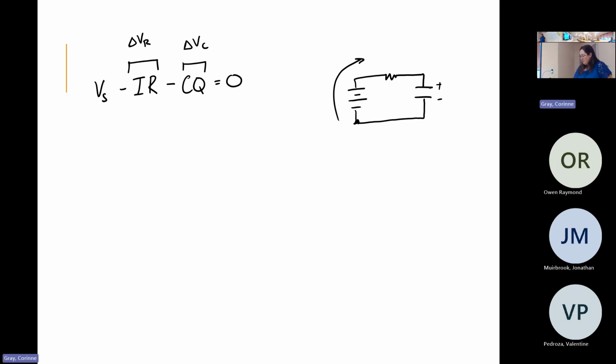So we could rearrange this such that we have VS. Typically, it's rearranged such that we put the current on one side and leave the charge on the other. We'll talk about why this is the case in a second. VS minus Q over C equals IR. Oh, also, sorry guys, I messed that up. It's not QC, it's Q divided by C.